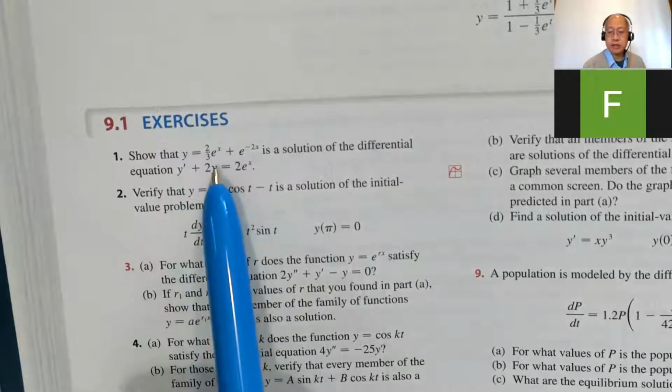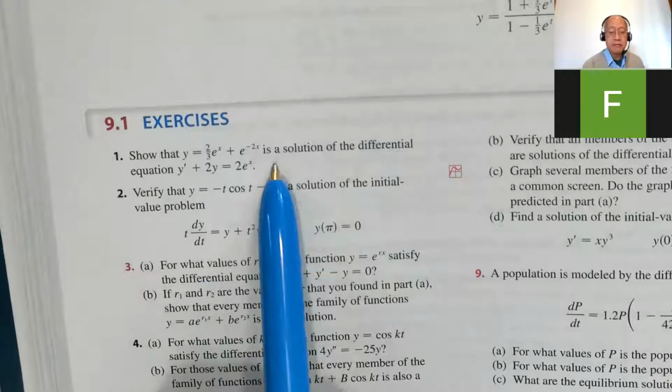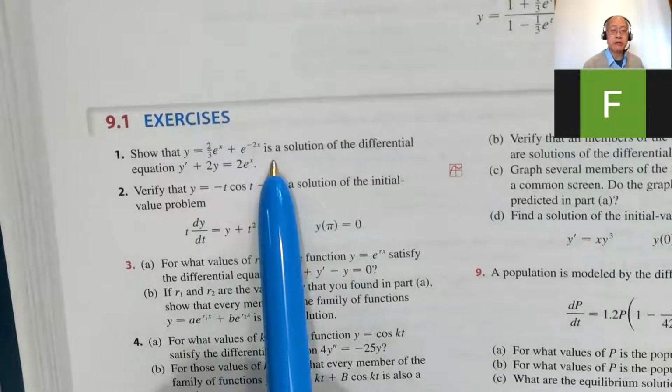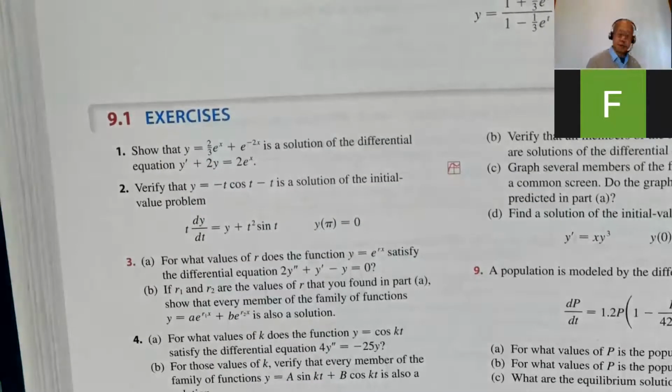And again, please notice the language. Show that this is a solution, meaning maybe it's the only solution. Maybe there's more. I don't know if there's more right now. All I know is they told me this works. So I plug it in and it works, right?